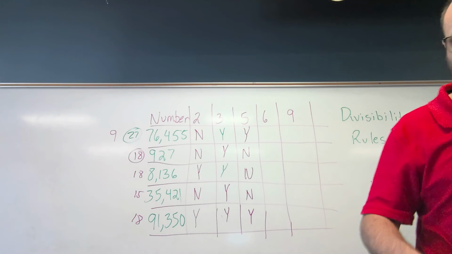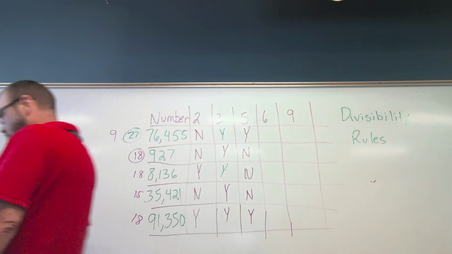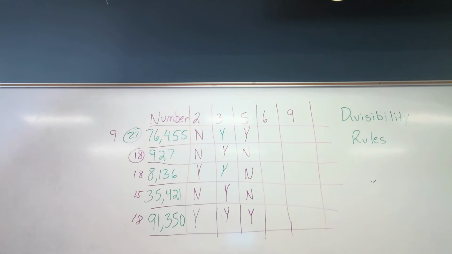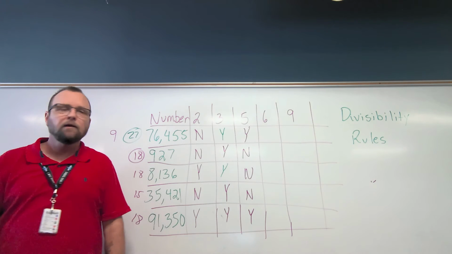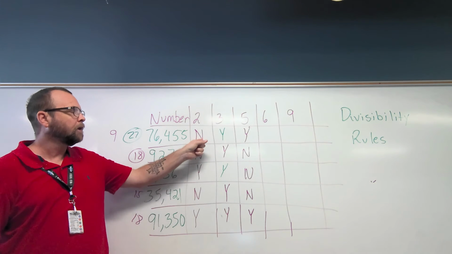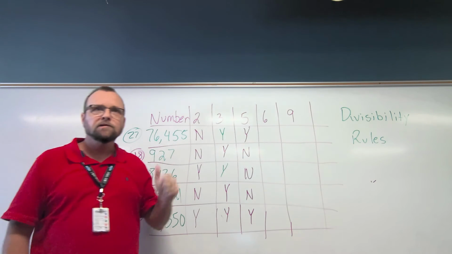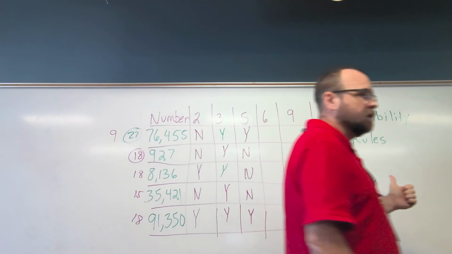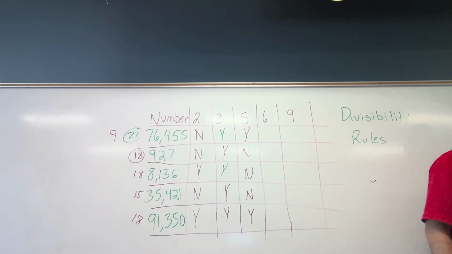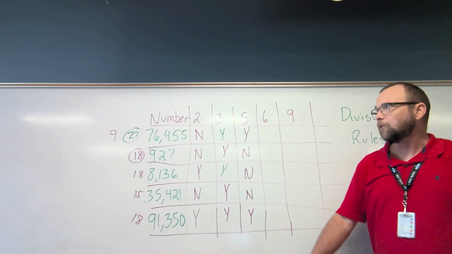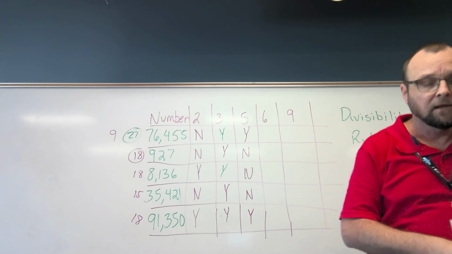The rule for 6. Chloe, what's the rule for 6? The number is even and divisible by 3. If we think about it, we need a yes in our 2 column and a yes in the 3 column. It's got to be even. If it's even, it's divisible by 2. And it's got to be divisible by 3. So if both of these are yes, then this is a yes.